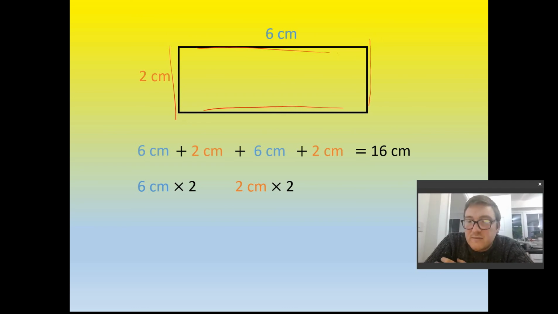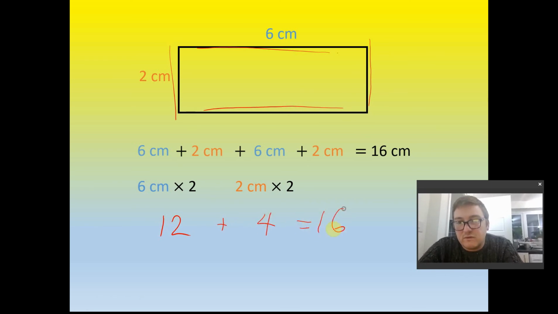So if we know something's going to be the same, we can double it or times it by 2. So we don't have to actually work out what this length and this width is going to be, because we know it's a regular rectangle. So rather than doing 6, add 2, add 6, add 2, we can go 6 lots of 2 equal 12, and 2 lots of 2 equal 4, giving us a total of 16 centimeters.